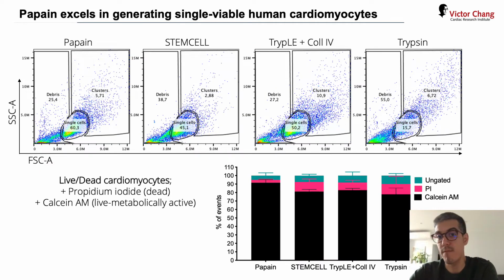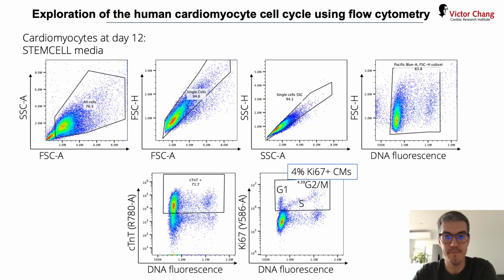In our study, we first compared the efficiency of different broadly used cardiac dissociation strategies to obtain single and viable cardiomyocytes via flow cytometry analysis, applying them to 2D or 3D iPSC-derived cardiomyogenic cultures. Our results, as you can observe here in this plot, show that Pre-Papain excels in generating single viable cardiomyocytes, as evaluated by the exclusion of propidium iodide and the incorporation of calcein AM into these cardiomyogenic cultures.